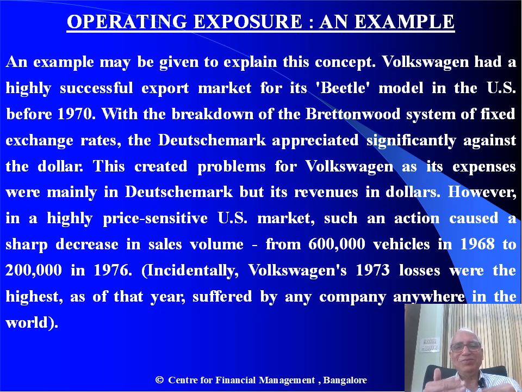Volkswagen had a highly successful export market for its Beetle model in the US before 1970. With the breakdown of the Bretton Woods system of fixed exchange rates, the Deutschmark appreciated significantly against the dollar. This created problems for Volkswagen as its expenses were mainly in Deutschmark but its revenues in dollars. However, in a highly price sensitive US market, such an action caused a sharp decrease in sales volume from 600,000 vehicles in 1968 to 200,000 in 1976. Incidentally, Volkswagen's 1973 losses were the highest as of that year suffered by any company anywhere in the world.